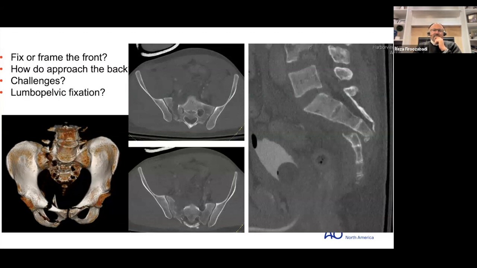Guys, would you even try going after the front? The front's not very displaced compared to the back, or is this one where you'd say, you know what, maybe at most the frame in the front and I'll go try to fix the back? And if you are going to fix the back, what would you really approach?